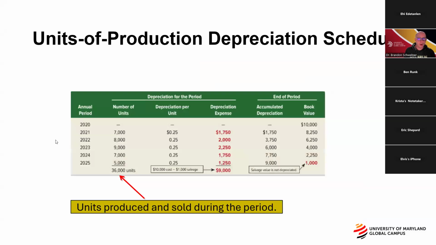Looking at this from the perspective of a schedule, we can see that first year we did the 7,000 units, the following year 8,000, and then 9,000, and then 7,000, and then 5,000. Regardless of the number of units that we produce, we take that total number of units that we produce times the depreciation rate per unit to get our depreciation expense. Once we've reached the $9,000, that's when the asset is considered to be fully depreciated. And that just so happens to be at the end of year 5.